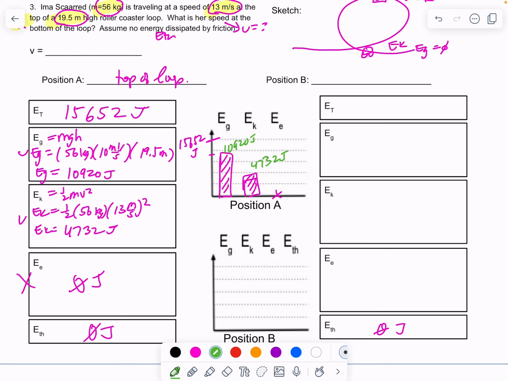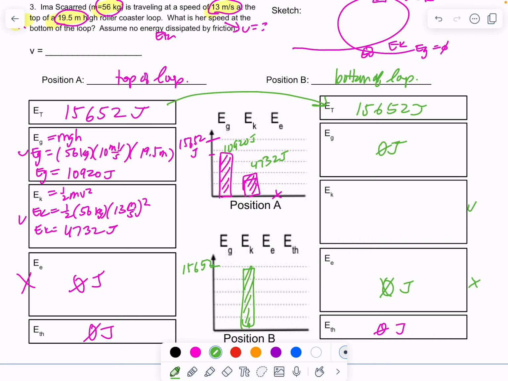Now position B is at the bottom of the loop, so that's technically on the ground. My total energy is the same as before, because that can't change. I don't have any EG anymore because she's on the ground. I do want to know how fast she's moving, and there's still no springs or anything. So my EK is going to be the total amount, because there's nowhere else for it to go.